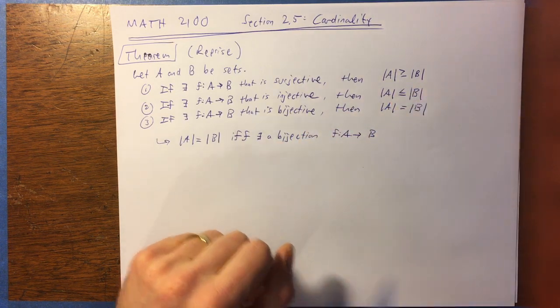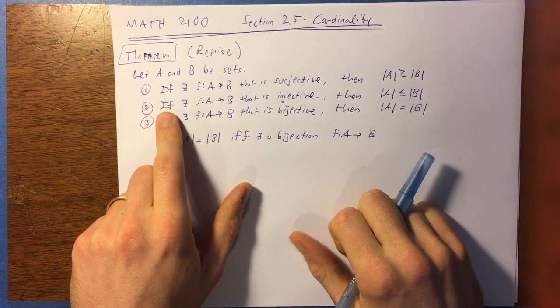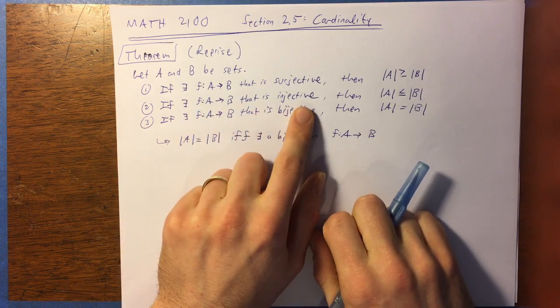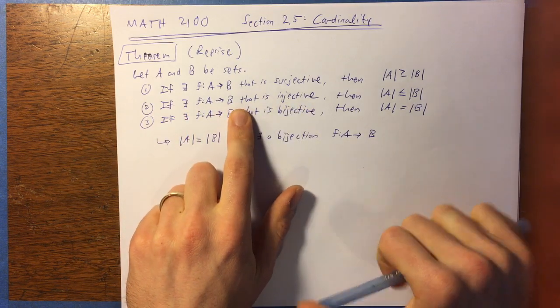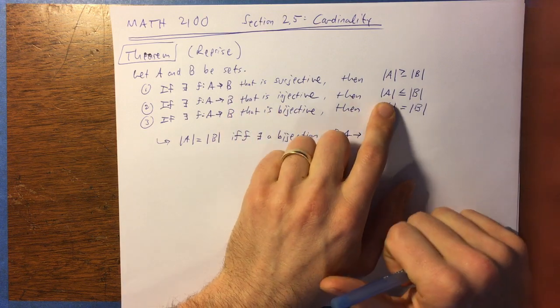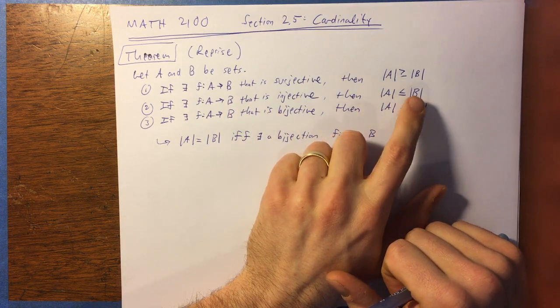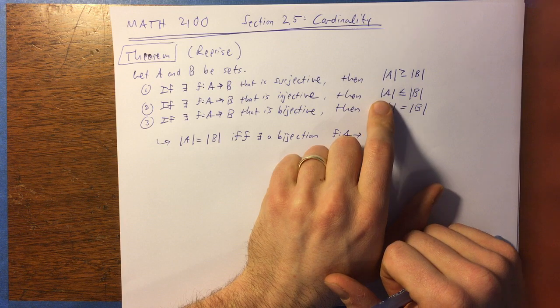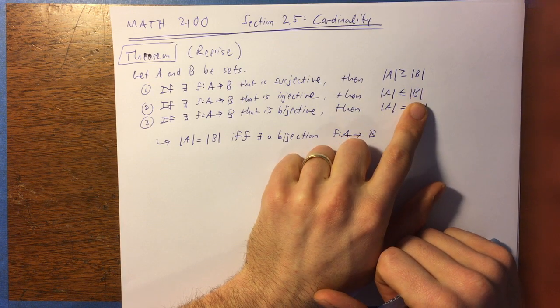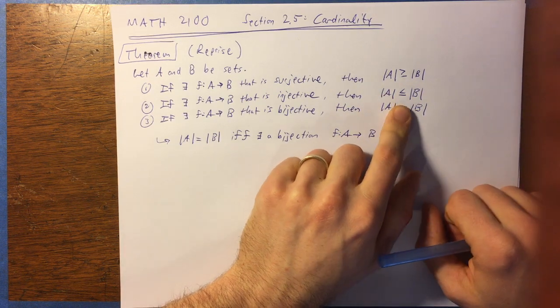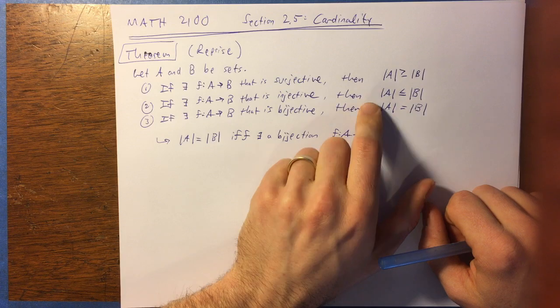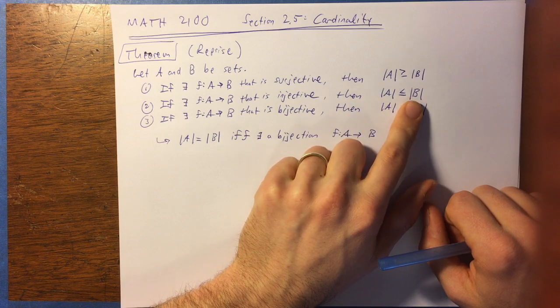Now, on the flip side, if it's possible to make an injective function from A to B, right? If you can make it one-to-one, well, then you have to have no more elements in A than you have in B, right? So the cardinality of A actually has to be less than or equal to that of B, to make it possible to map one-to-one.